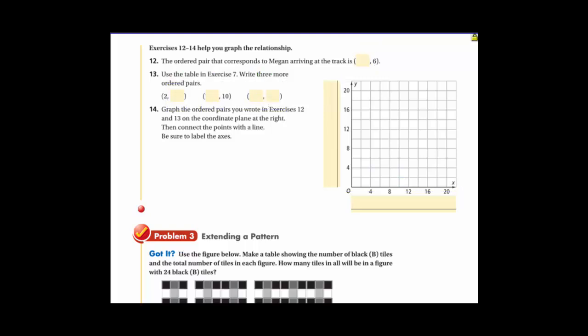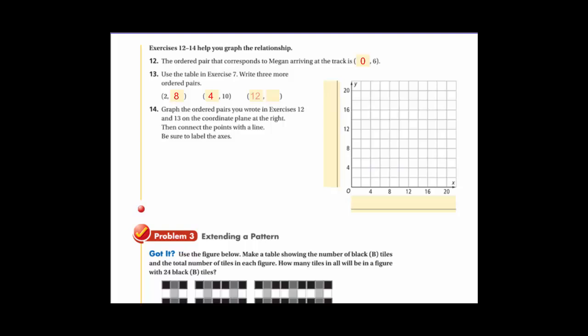Exercises 12 to 14, we're going to be working on a graph of the relationship we just looked at. The ordered pair that corresponds to Megan arriving at the track is the first ordered pair we had, 0, 6. It says in number 13 to use the table in exercise 7, but I think we understand the relationship enough that we don't have to look at the table. If Megan runs 2 laps, Will runs 8, because he always runs 6 more. So if Will has run 10, then Megan would have to run 4, because she runs 6 less. And in the last one, we can fill in any ordered pair that we want. We can use one from the table or something new.